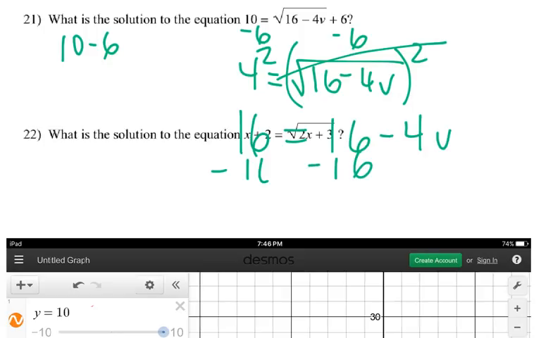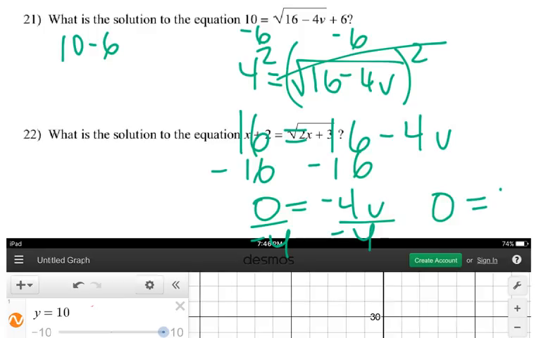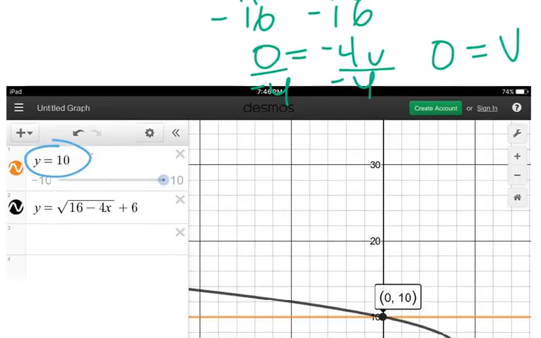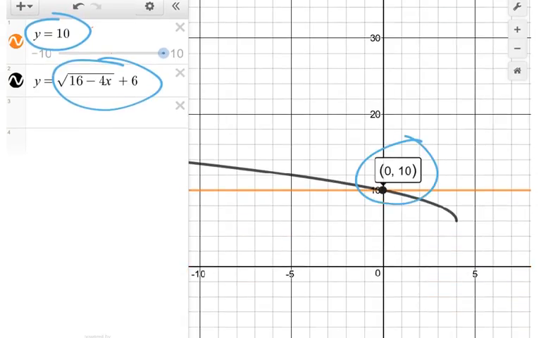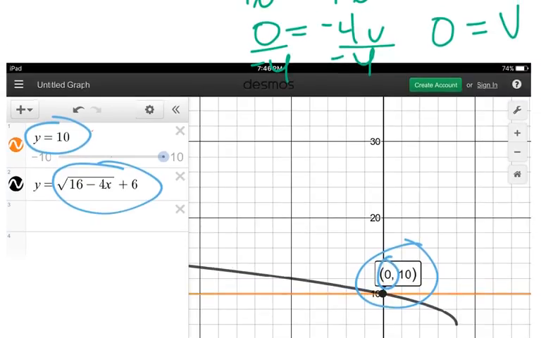Subtract 16. We get 0 equals negative 4v divided by 4. And 0 divided by 4 is 0. Negative 4 is still 0. So v equals 0. Now, if we decided to do this as a system, we'd go y equals 10 for one of our equations, then y equals the other side. Graph them both, find where they intersect. 0, 10. So our answer for x is 0.